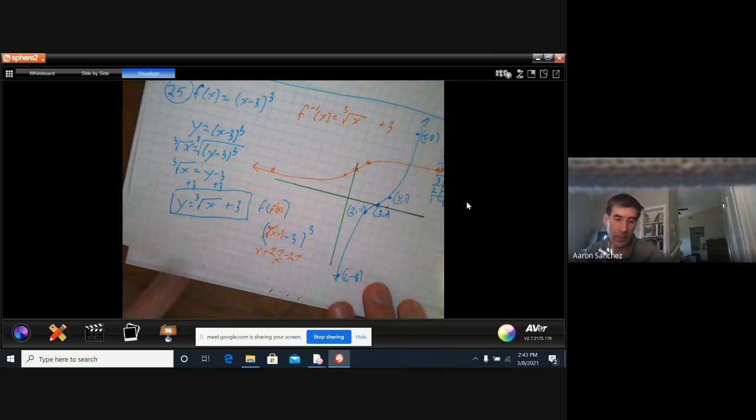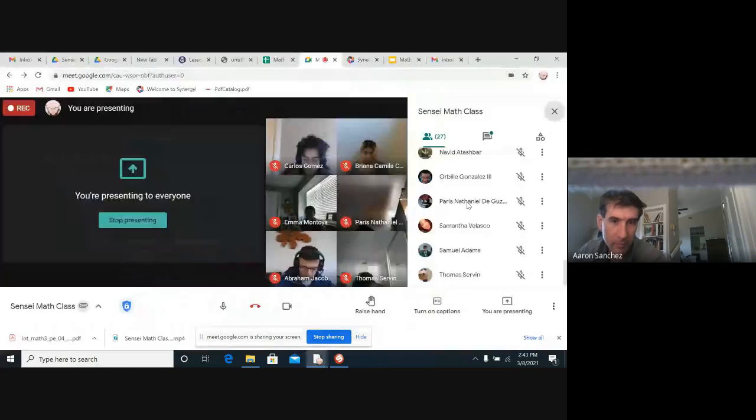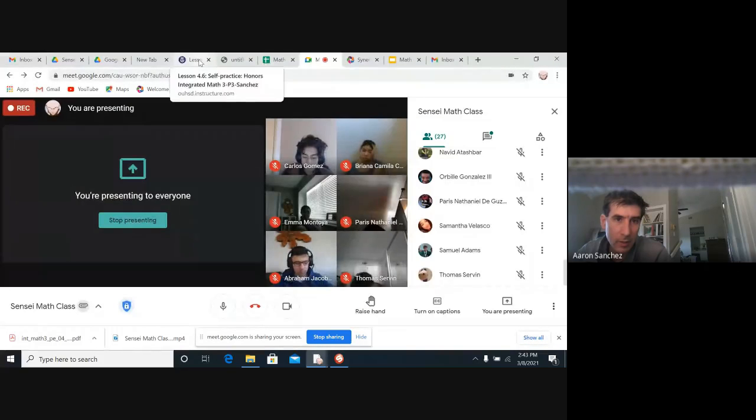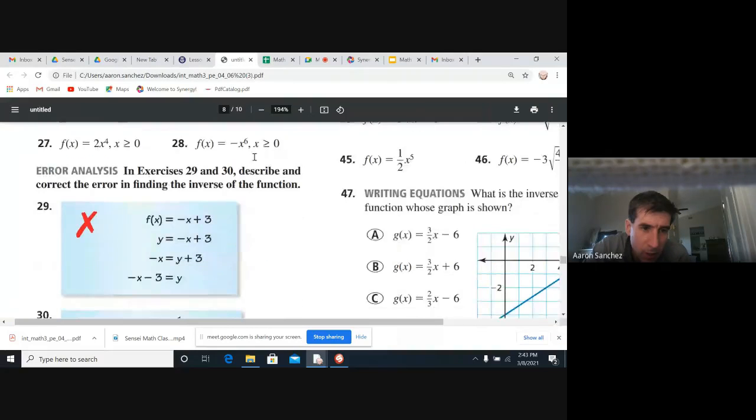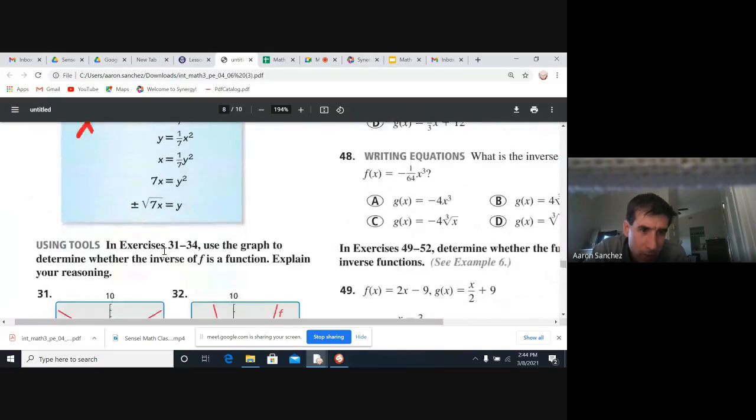All right, let's look at 29. Okay, the errors. You guys get the errors. Look at this one. Y equals x minus 3 plus x. Y equals negative x plus 3. They switch the x and the y, but they switch the negative. You don't switch the negative. You've got to just switch the x and the y. That's the problem.